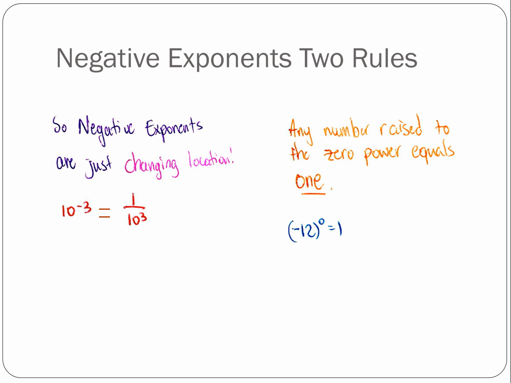Negative 12 to the 0 power. Uno. 7/15 to the 0 power. Uno. Just 1. Pi to the 0 power. Wow, pi is a complicated number, but no matter how complicated it is, pi to the 0 is 1. Literally anything to the 0 power equals 1.